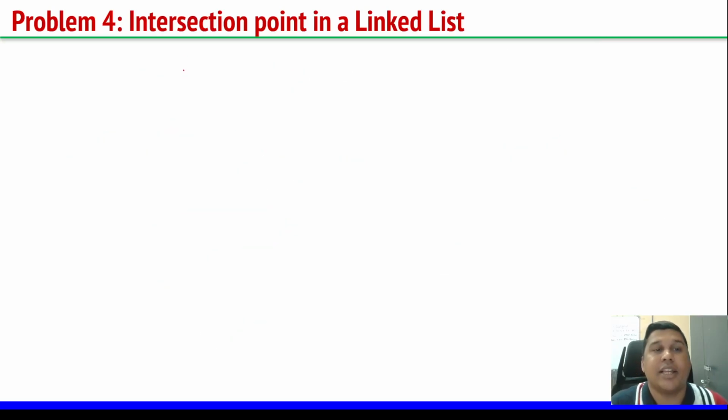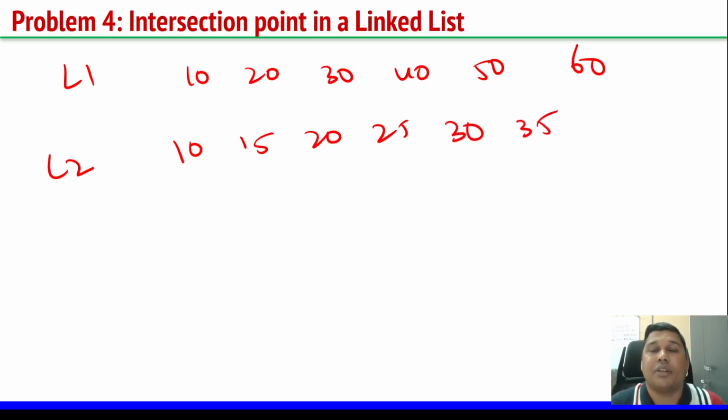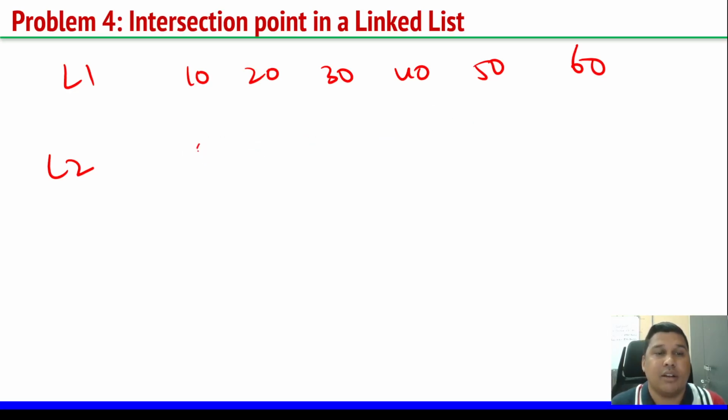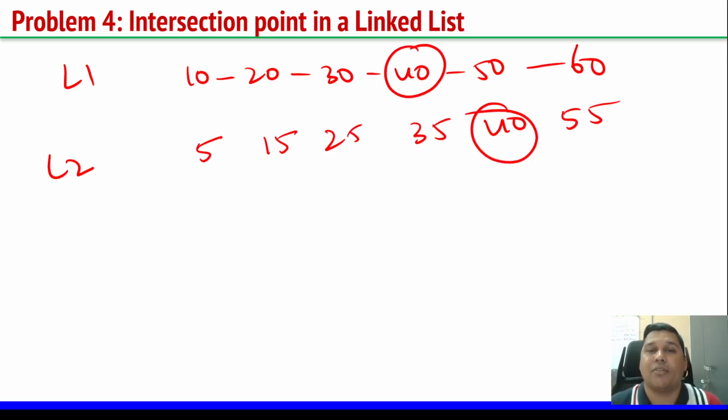Again I will explain. There is a list 1, let us take some big numbers, 10, 20, 30, 40, 50 and 60. This is list 1. There is list 2, 15, 20, 25, 30, 35. Oh, they should not be the same now. We are looking for a common point. So let us take 5, 15, 25, 35, and I have 40 here, and then I have 55. That's it, that is my list. Where are they meeting? They are meeting at 40 here and here, right?